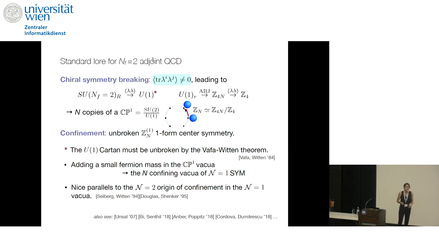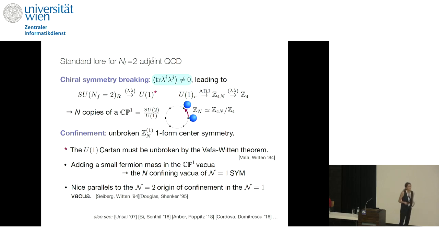The next comment is that these CP1 vacua are close to the N vacua of N equals 1 super Yang-Mills in 4 dimensions. So what I mean is that by adding a small, even infinitesimal fermion mass deformation to the CP1 vacua, they all become exactly degenerate and lead exactly to the N confining and chiral symmetry breaking vacua of N equals 1 super Yang-Mills.